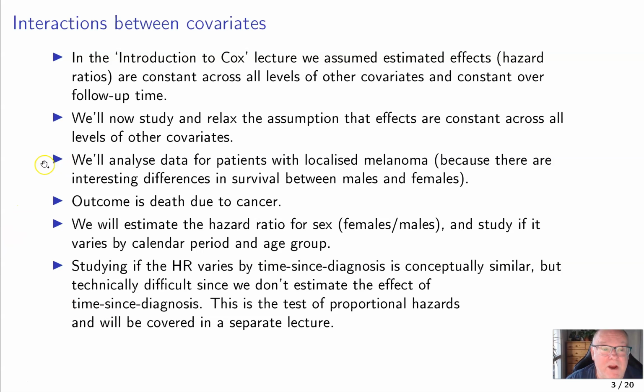And we're going to do this via an example. We're going to analyze survival for patients diagnosed with localized melanoma. The outcome is death due to melanoma, and we're going to focus on survival differences between males and females because there are interesting differences. Females do better than males. So we're going to estimate the hazard ratio for sex, females to males, and we're going to study if it varies by calendar period and age.